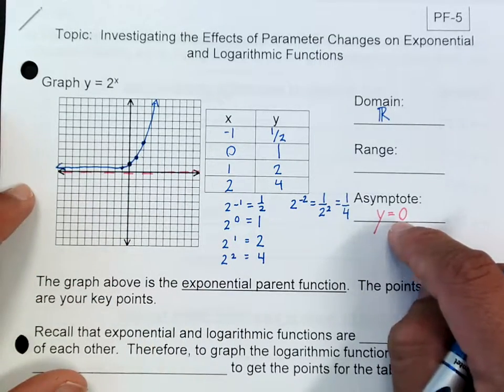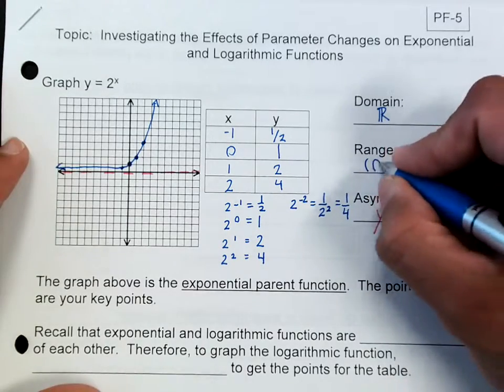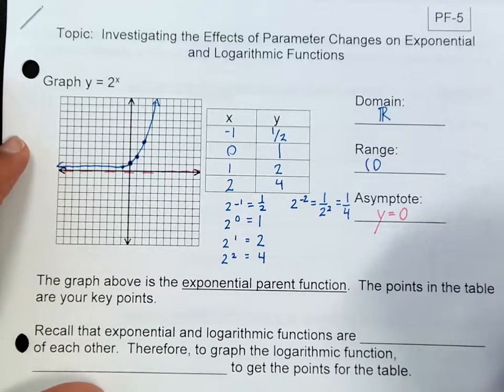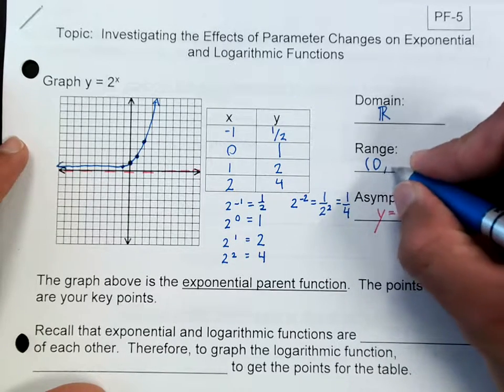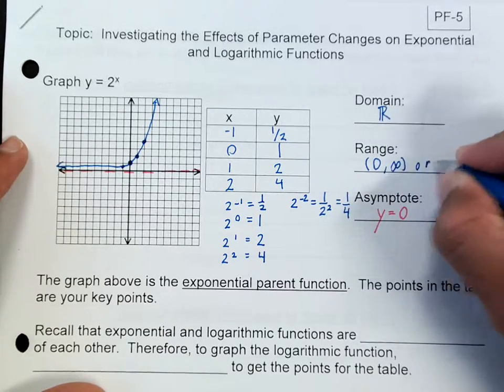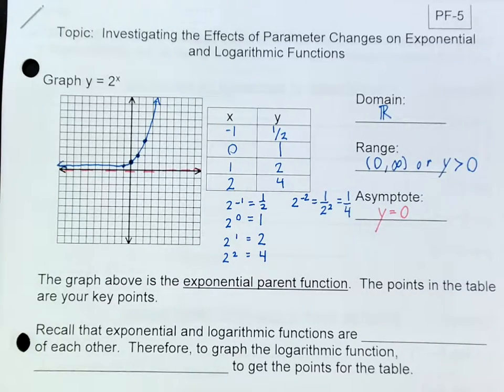but it doesn't drop below that line either. So we can write it two ways. We can say the lowest point is 0, not including 0. Notice that I'm writing a parenthesis. And the highest point is infinity. Or we can say y is greater than 0. Either one you want to use is fine with me. You with me? All right.